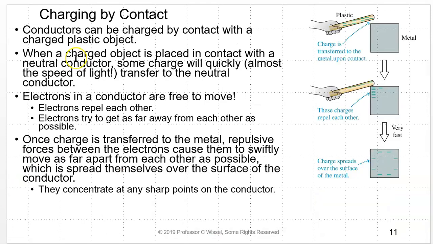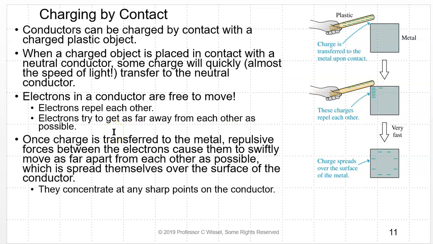What's going on here is electrons are being transferred by friction when one material rubs electrons from another material. Now, conductors can be charged by contact with a charged plastic object. So we have a plastic object here, we bring it near a conductor. When a charged object is placed in contact with a neutral conductor, some of the charge will quickly, almost at the speed of light, transfer to the neutral conductor.